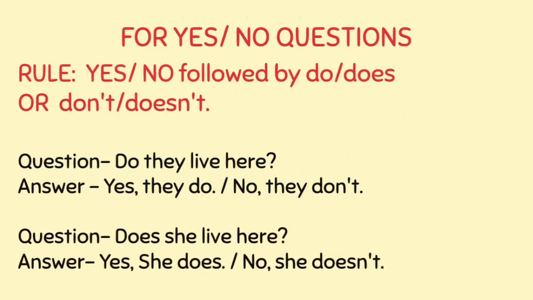Now look at the rule for yes or no questions. It is you will use yes or no followed by do or does or don't or doesn't. Question is, do they live here? So answer will be yes they do, or you can say no they don't. Second question is, does she live here? So answer will be yes she does, or you can say no she doesn't.